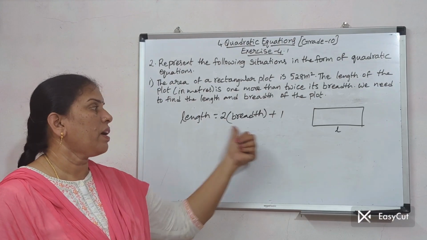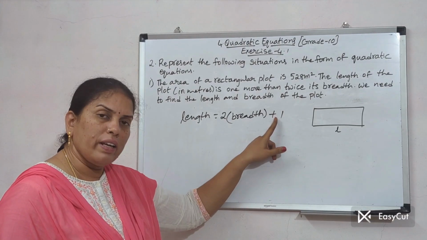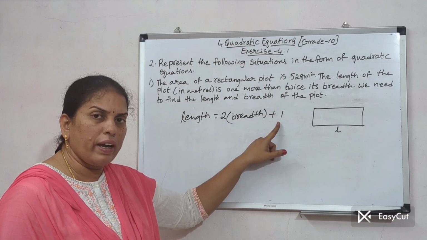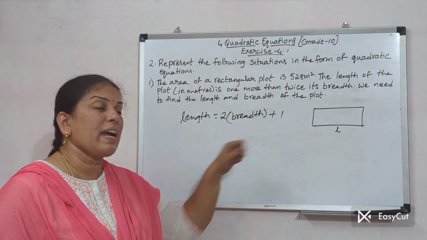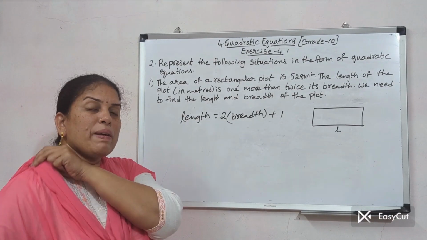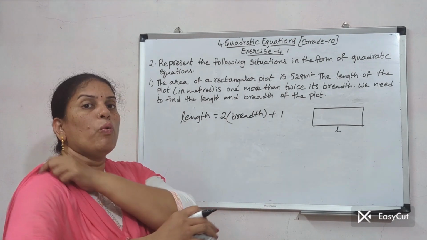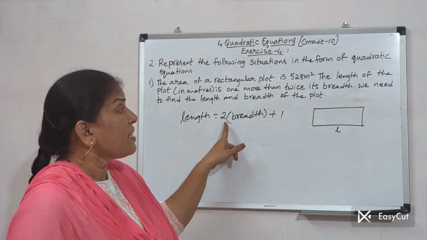All of you understood this one? Very easy. They gave "1 more", that's why I added 1 more. Okay. 1 more means you must add plus 1. 1 less means you must add minus 1. Less means minus. Plus means more. All of you understood? Twice its breadth.